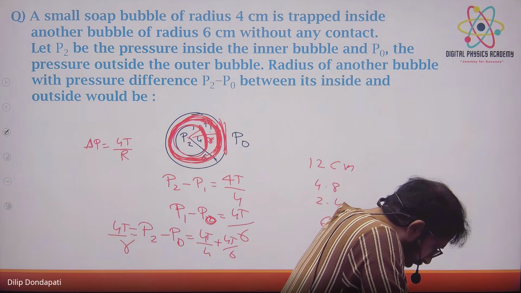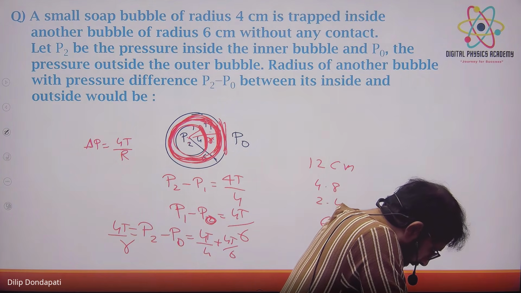Sir, how is P2 equal to 4T by R? Manav, what method do you follow? Tell me. So when you add both, you'll get 20T by 12. So 20T by 12 is equal to 4T by R. So you'll get R as 2.4.